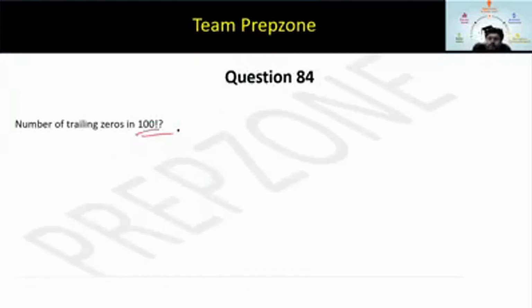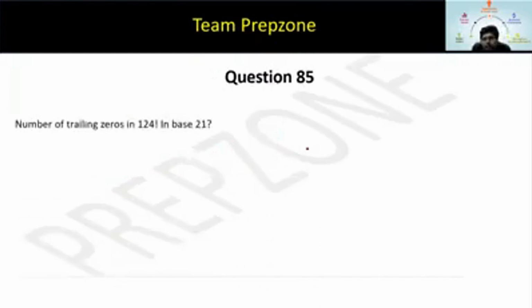What is the answer? How will you do this question? We have done this, right? 100 divided by 5. Number of trailing zeros. Yes, correct, last class only. So this will be what? 20 divided by 5, 4, 4 divided by 5, 0. So the answer is 24. Cool.